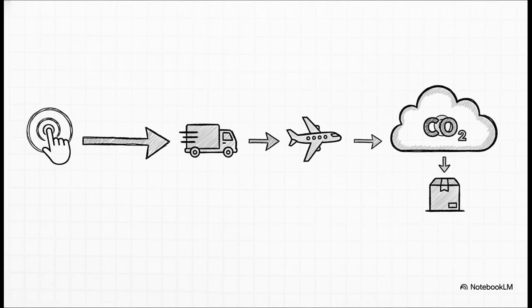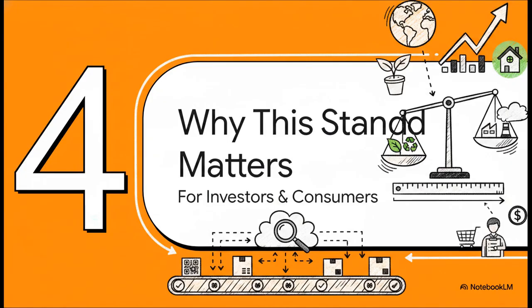And finally, we're back to that box on your doorstep. Getting all those products to millions of people means these companies are exposed to risks like rising fuel costs or carbon taxes. So this standard measures the total greenhouse gas footprint of all those shipments, directly connecting that digital click to its real-world carbon cost. So we've gone through the who and the what. Now let's talk about the why.